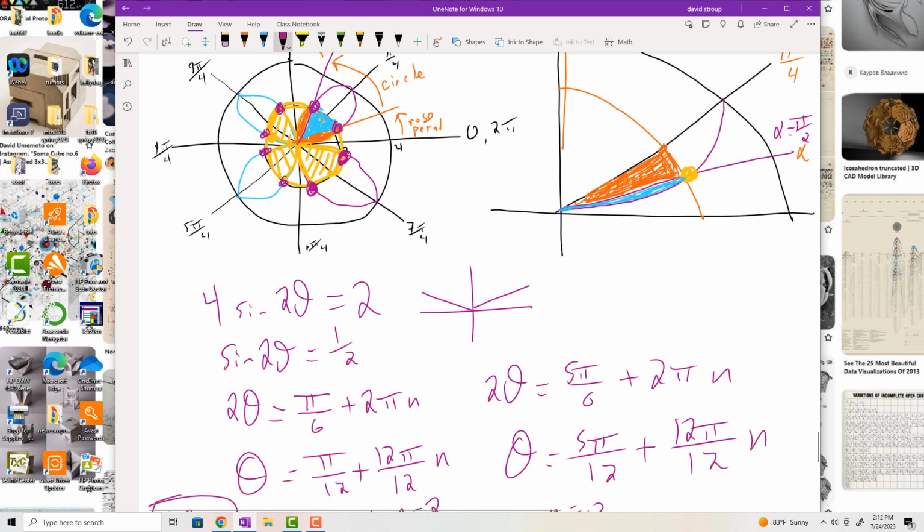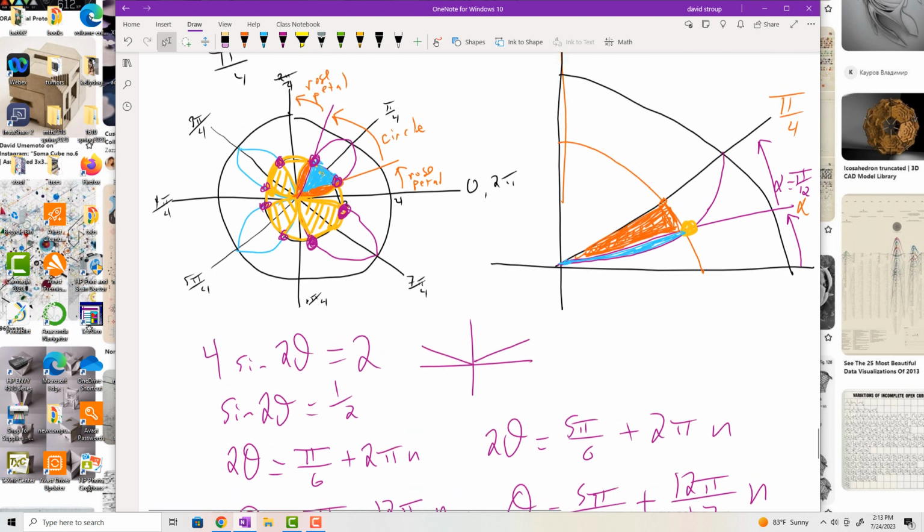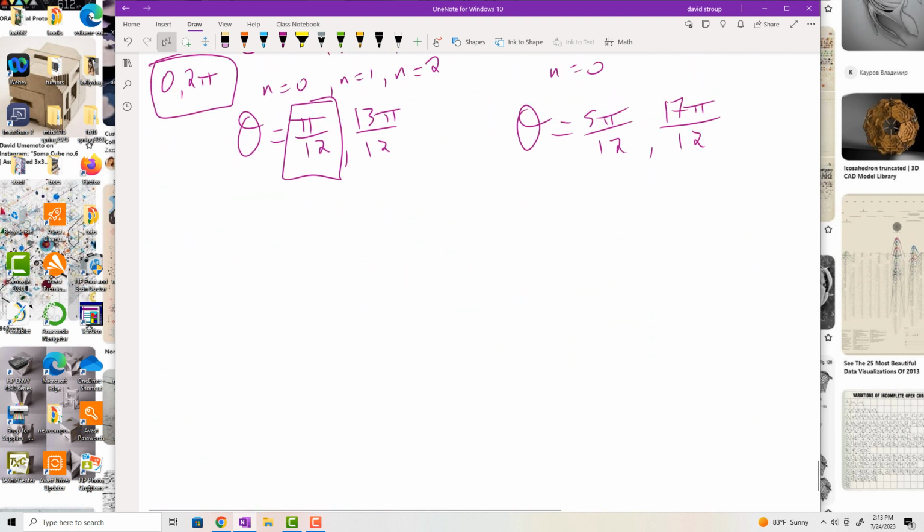So we're going to integrate from 0 to pi over 12, and the curve we use there is the rose curve, and then we're going to integrate from pi over 12 to pi over 4, and the curve we use there is going to be the r equals 2 curve. That will be the bottom curve. And then we're just going to multiply it by 8. So at the end of the day, the first curve, we use the rose curve.